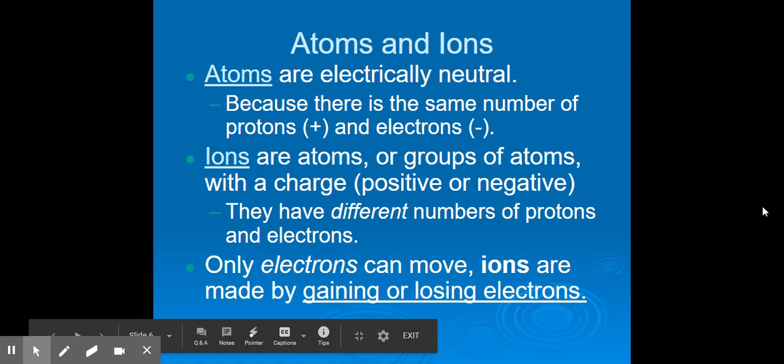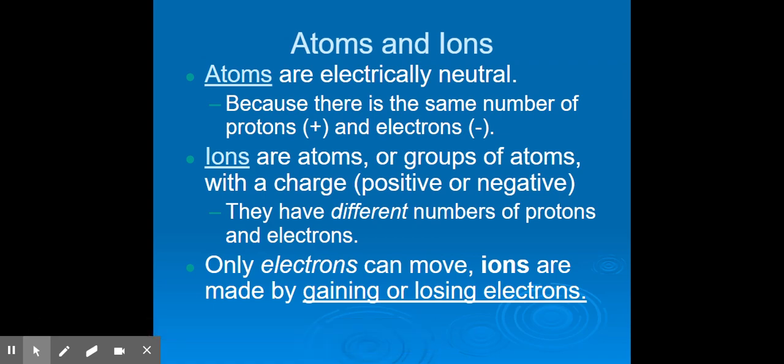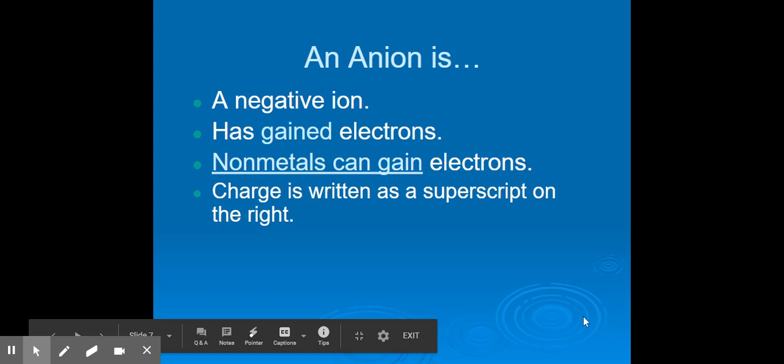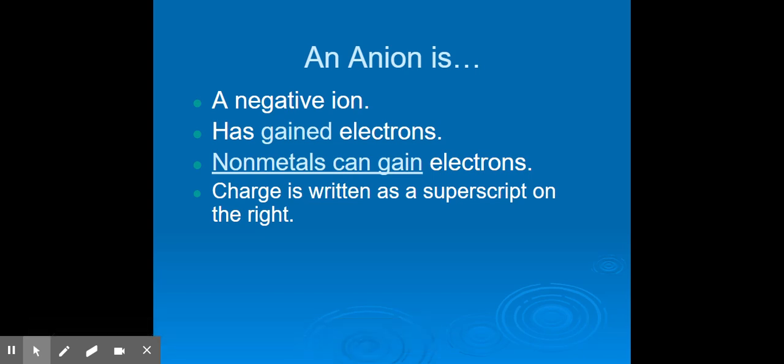Remember that, just to review, atoms are electrically neutral. Ion is what we call it when they have a charge. They've lost or gained electrons. Also, remember that only electrons move. The protons cannot change. The proton is the identity of the atom, and it does not change.